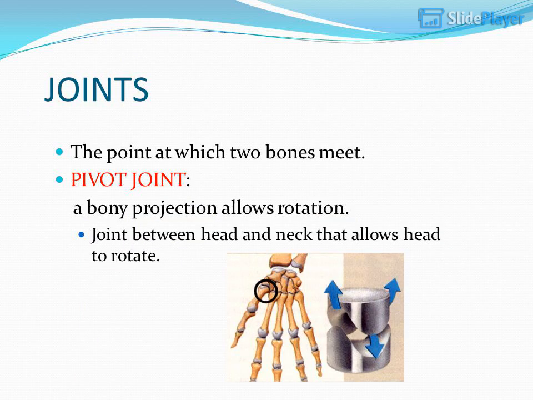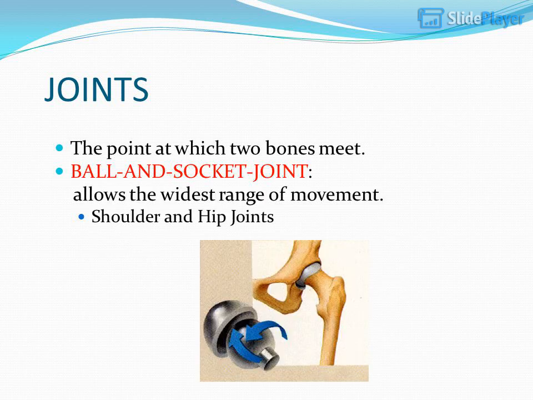Joints, the point at which 2 bones meet. Pivot joint. A bony projection allows rotation. Joint between head and neck that allows head to rotate. Joints, the point at which 2 bones meet. Ball and socket joint. Allows the widest range of movement.